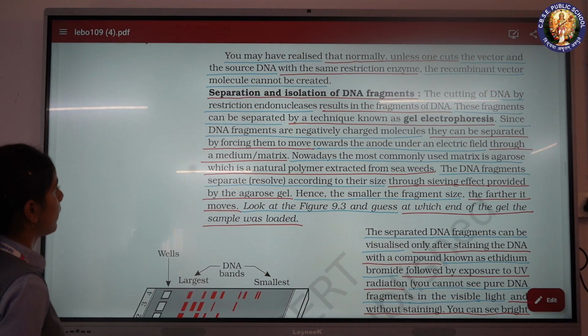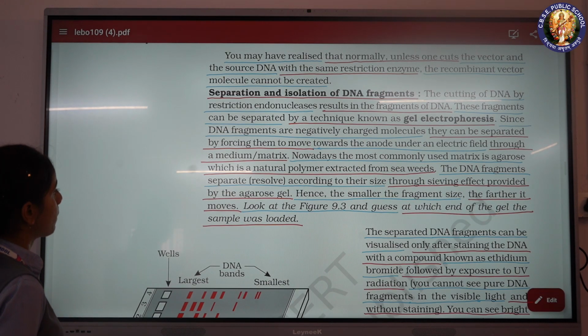Since DNA fragments are negatively charged molecules, they can be separated by forcing them to move towards the anode under an electric field through a medium or matrix. Nowadays, the most commonly used matrix is agarose, which is a natural polymer extracted from seaweeds.